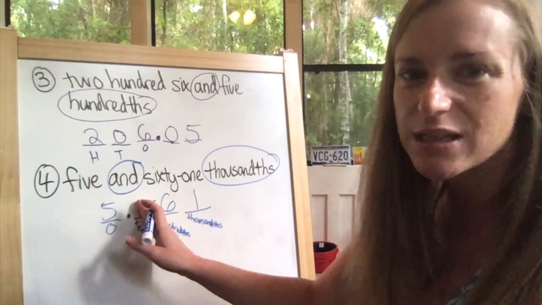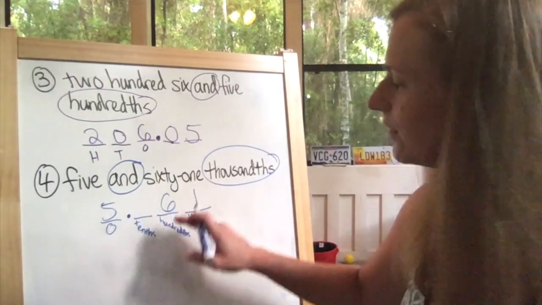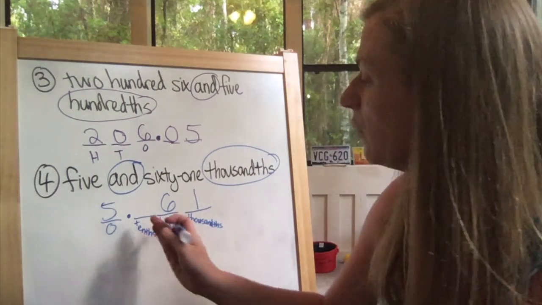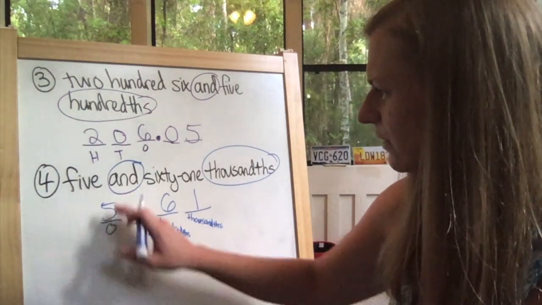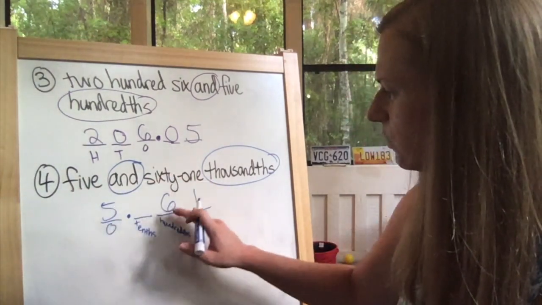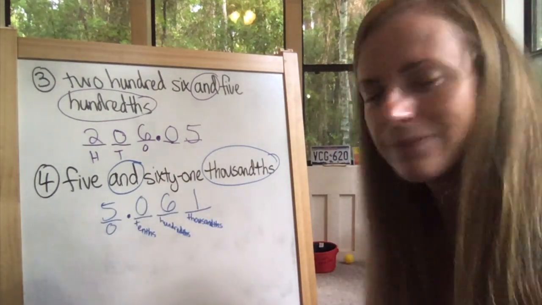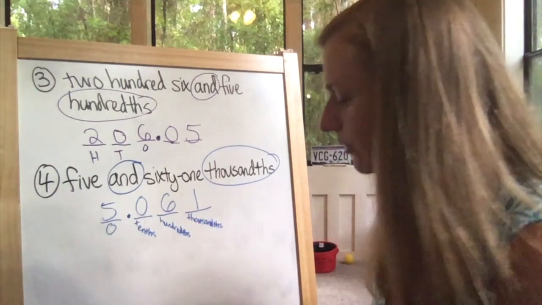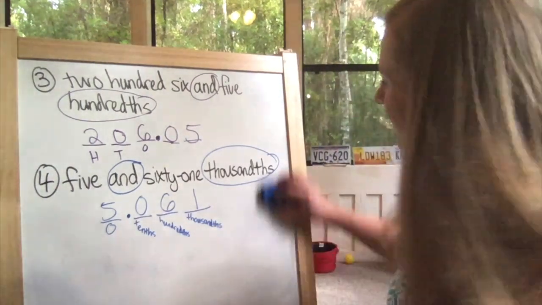Because if our 6 was here, it'd be 601, but it says 61. So our 6 and our 1 have to be right next to each other. What goes in the 10th of the sa place? We took our 5, we took our "and," we took our 61,000th of the sa, we put a 0 right in there. So there you go, from word form to standard form. Let's erase so we have room for number 5 and 6.